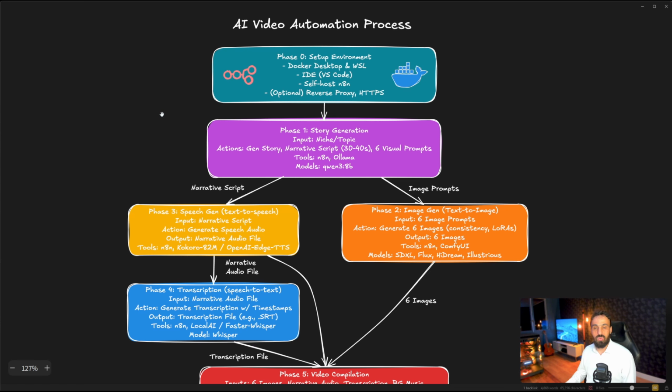For the next video, we'll start using n8n that we just self-hosted to build the first part of the pipeline of this video generation, to run local LLMs. And as a bonus, we will have our first AI agent to do more than just story generation. So stay tuned for the next video.